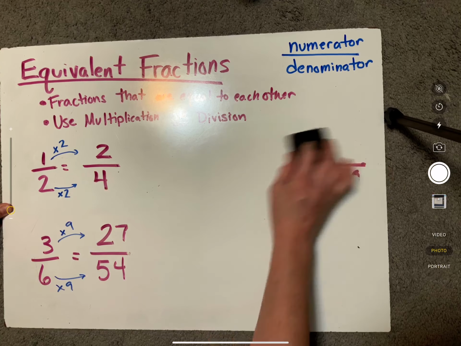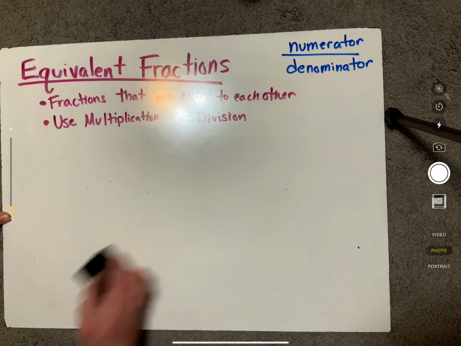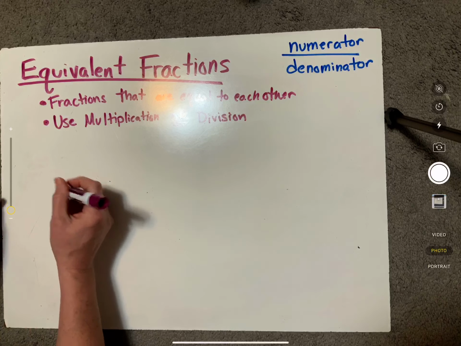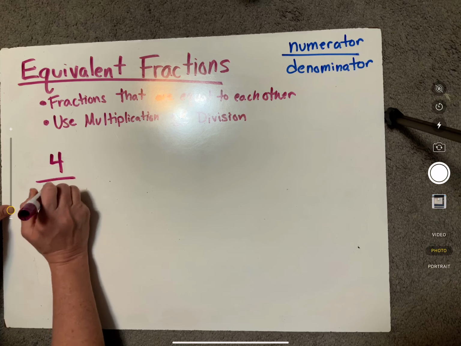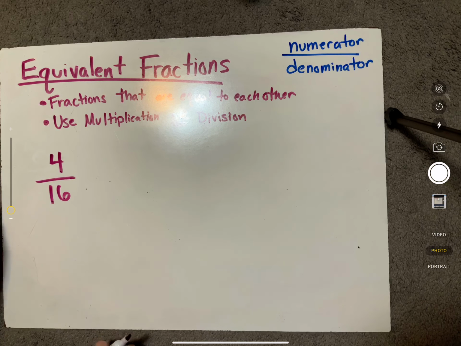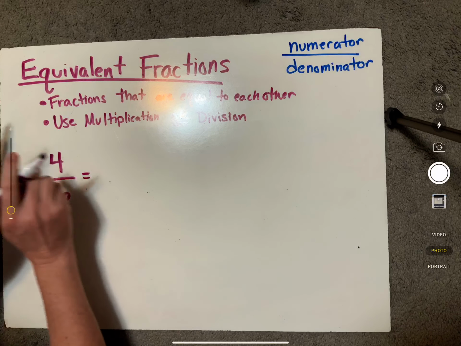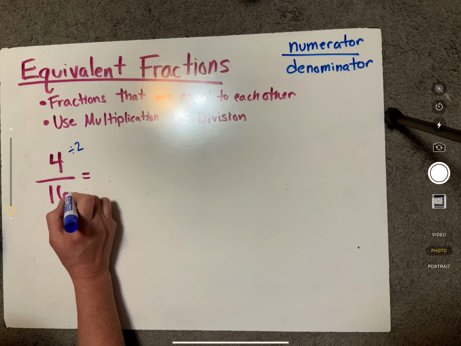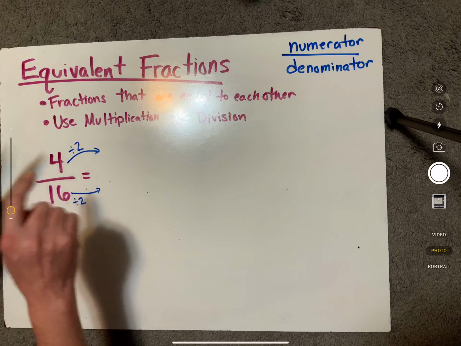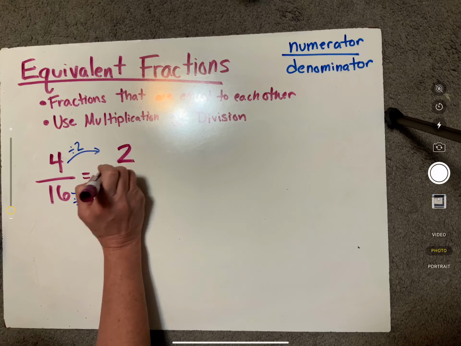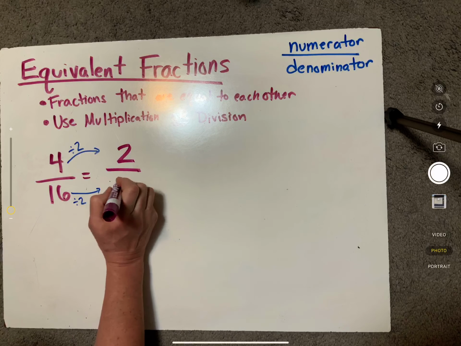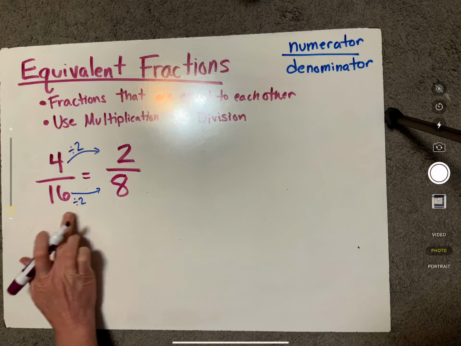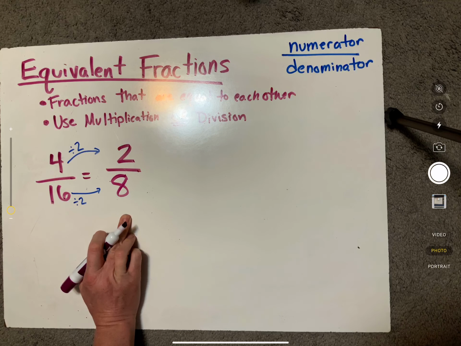That's multiplication. The nice thing about multiplication is you can multiply it by anything. However, division is a little different because you have to divide the top and the bottom by the same number, so it has to go in equally. You can't have remainders. If we have 4/16, I know that these are both even, so I could divide the numerator and denominator by 2. 4 divided by 2 would be 2, and 16 divided by 2 would be 8. So that would be a set of equivalent fractions by dividing.